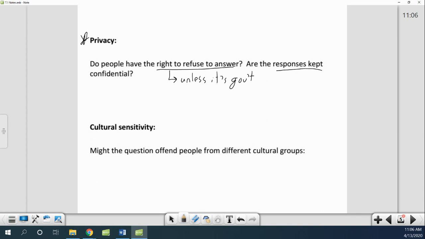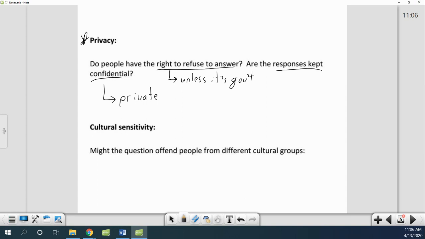Are the responses kept confidential? That means private. So if you put your name on this, is the name going to be taken off the data later on? Are you not going to ask for a name at all? Are people's results going to be private?